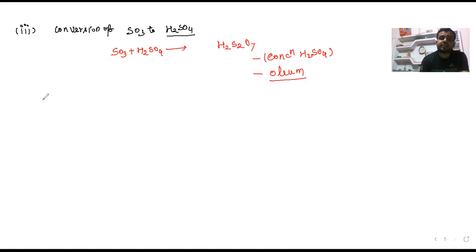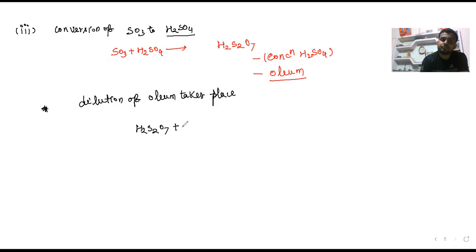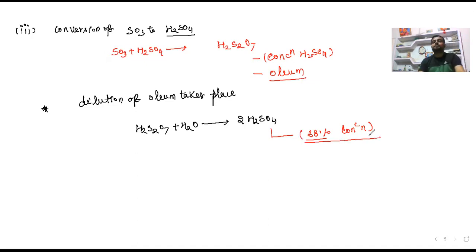Now, at the last step, or we can say the final conclusive step, dilution of oleum takes place. So if we just dilute oleum, we will get twice the amount of H2SO4. So this is the H2SO4 we will get, and it is nearly 68% concentrated right now.